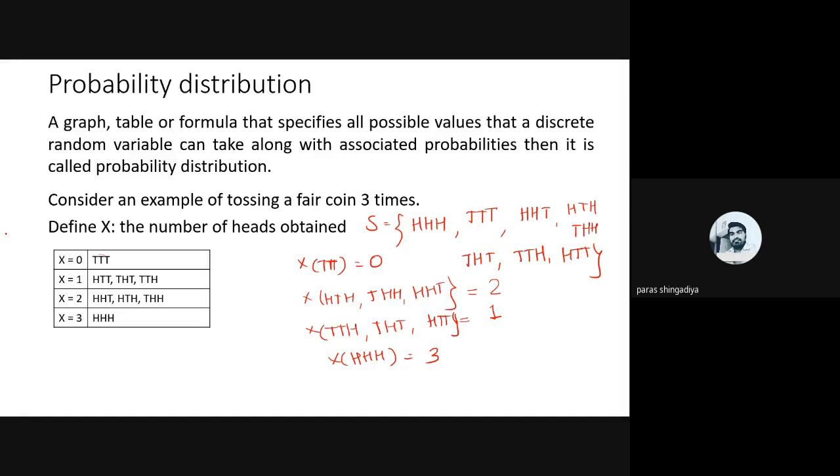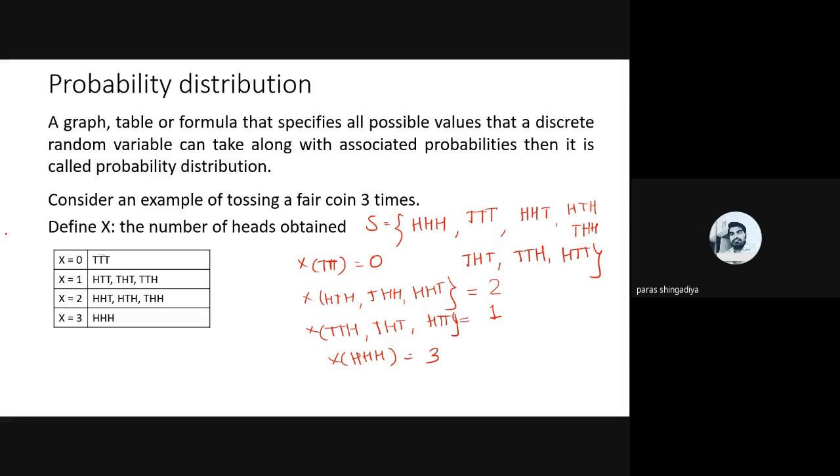Then X equal to 2 means a head exists two times. There is a possibility of the outcome of head two times. We have three cases: HHT, then THH, and then HTH. So there are two heads. And then for three heads, there is only one case, HHH. So we have this table with its random values, and now we'll check its probability.